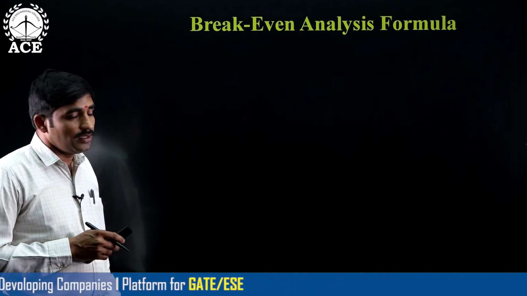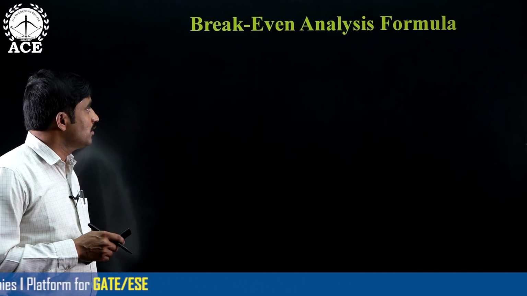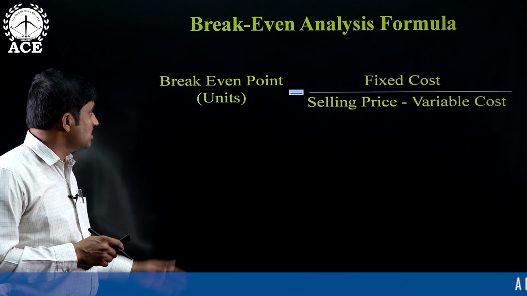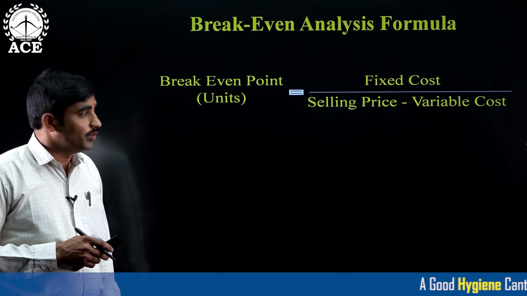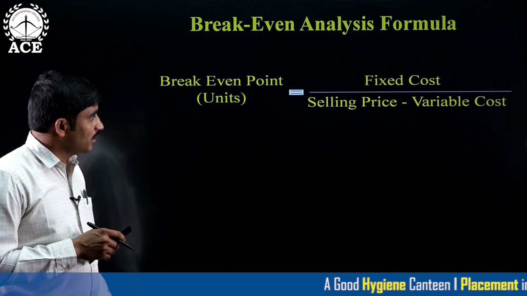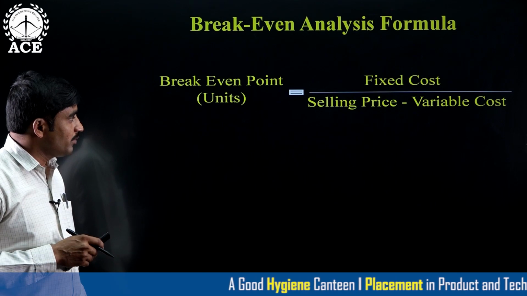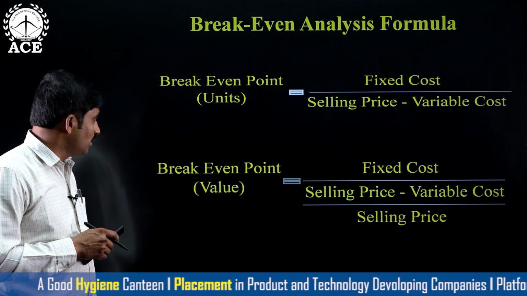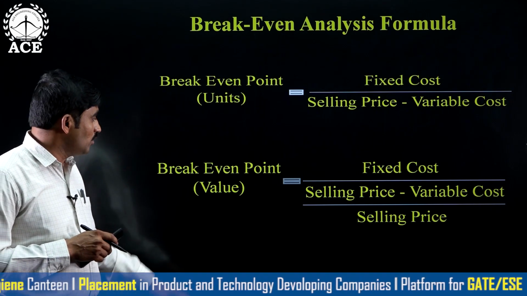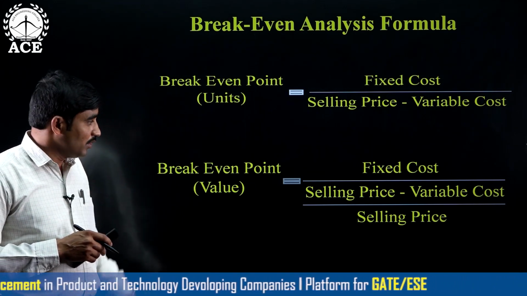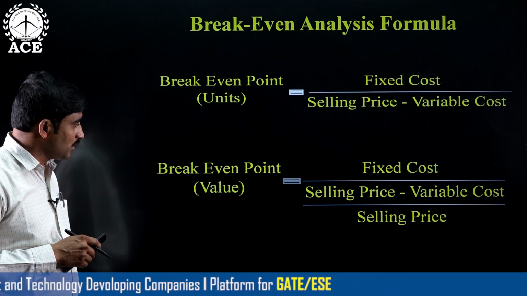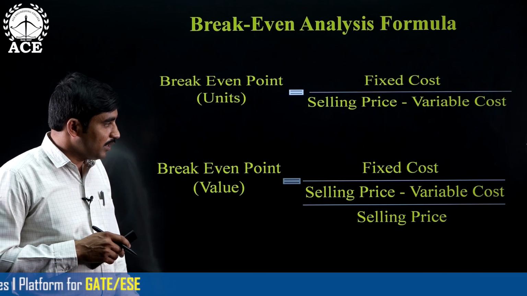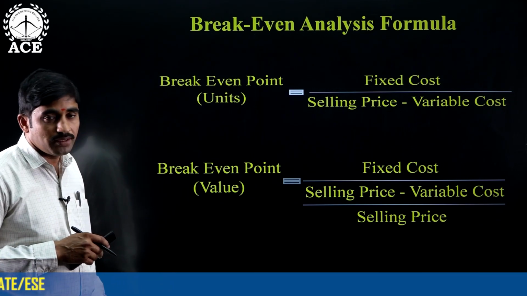Now let us see the very simple formulas that we will use in break-even analysis. The break-even point in units can be calculated by using the formula: fixed cost divided by selling price per unit minus variable cost per unit. And the break-even point in value, which is measured in terms of rupees or currency, is: fixed cost divided by selling price per unit minus variable cost per unit, divided by selling price.